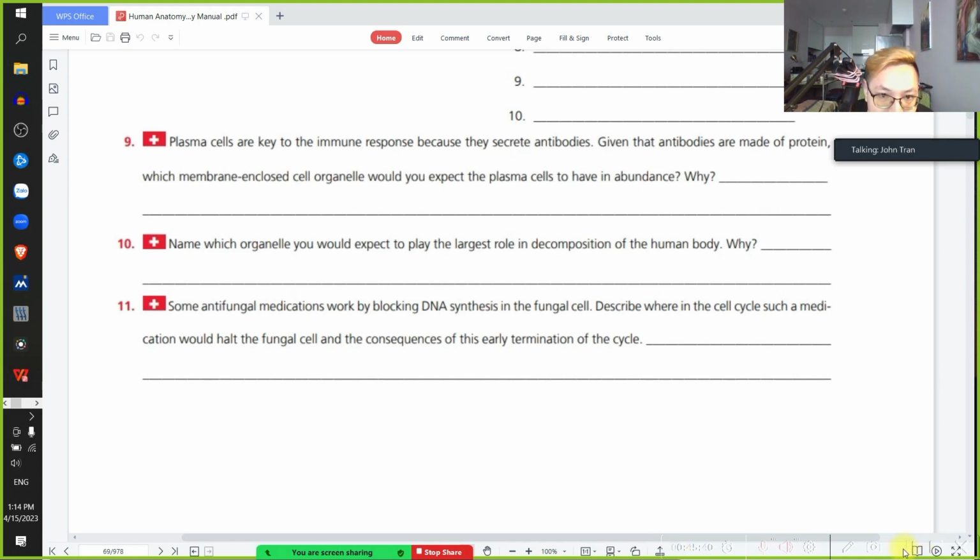I'll give you some time. It blocks the DNA synthesis in the fungal cell. So where in the cell cycle does it act? It's the S phase of the interphase, because DNA synthesis, DNA replication, happens in the S phase. This is the S phase of the interphase, okay?